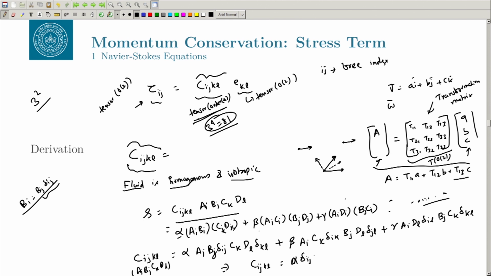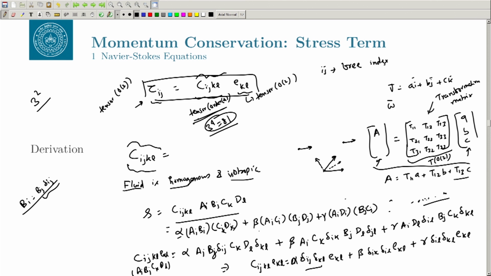alpha delta ij delta kl, right. And this is how we expressed it, and now it has to be multiplied by your ekl. Look at this expression, this is your tau ij, right. So, then your entire thing, Cijkl ekl, will become alpha delta ij delta kl ekl plus beta delta ik delta jl ekl plus gamma delta il delta jk ekl.